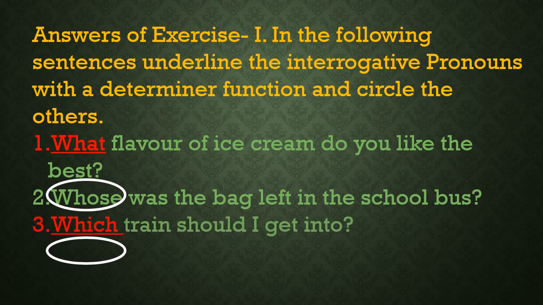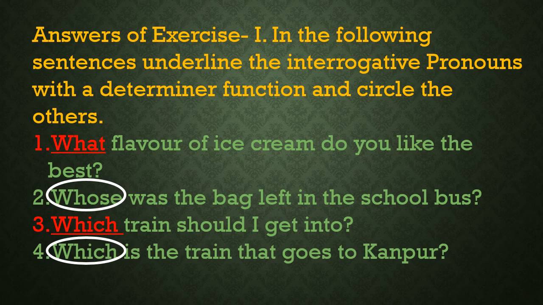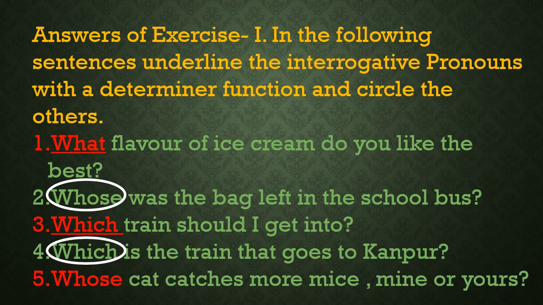Number 3, which train should I get into? So which is the determiner function because train is a noun. Then comes which is a train that goes to Kanpur. Here also we don't have the determiner. Then comes number 5, whose cat catches more mice, mine or yours? Here whose is the determiner function because it is followed by the noun cat. Is it clear to everyone? Let's proceed.